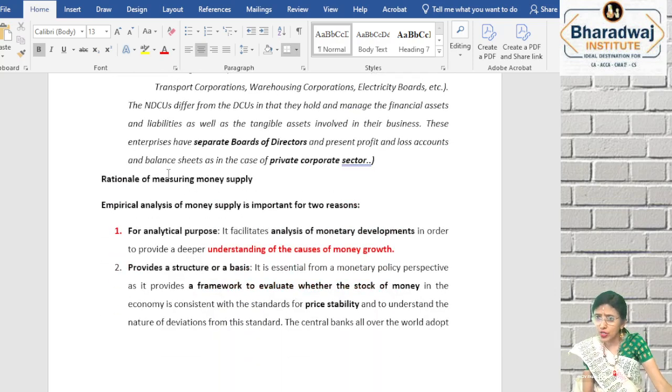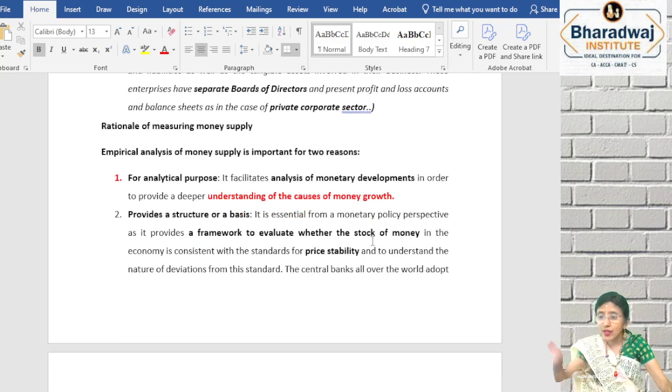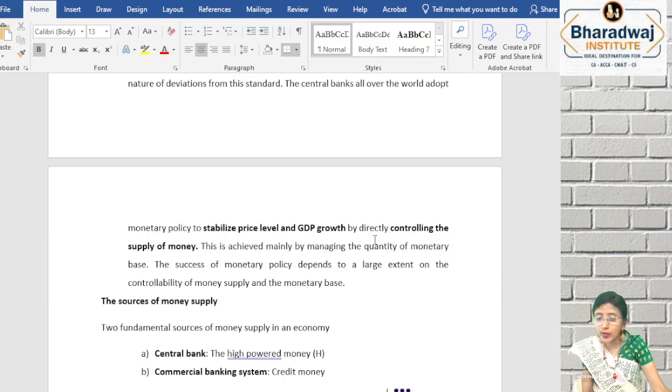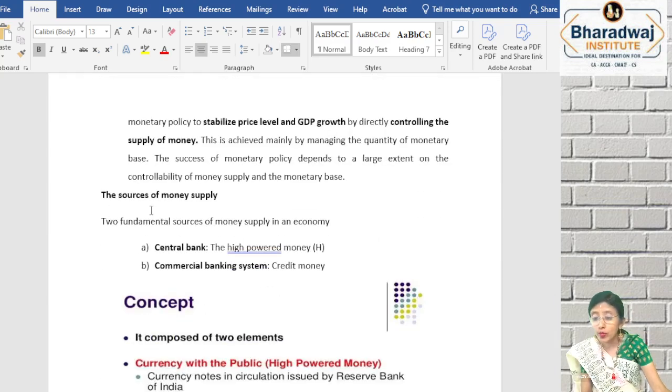Now, why should we measure money supply? Standard question. What is the reason for this big exercise? M1, M2, M3, M4? Yes, I have to understand the causes of money growth. Where does the money grow? How does the money grow? That we need a framework. We need a structure. Monetary policy framework agreement. How was it possible to come to that agreement? We know something about what is happening in the monetary sector. A framework, a structure. That's why money is to be measured.